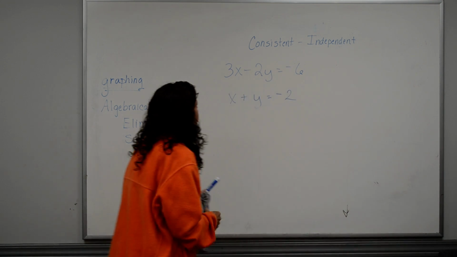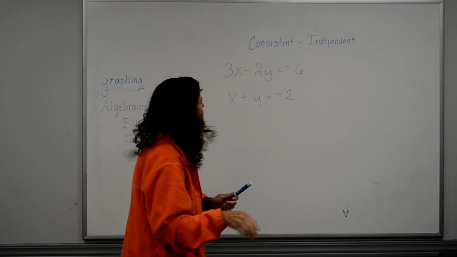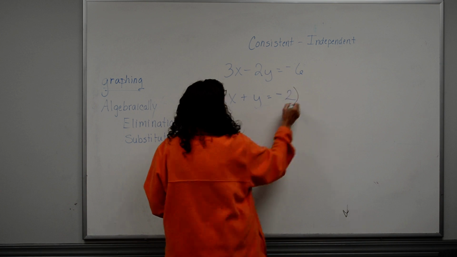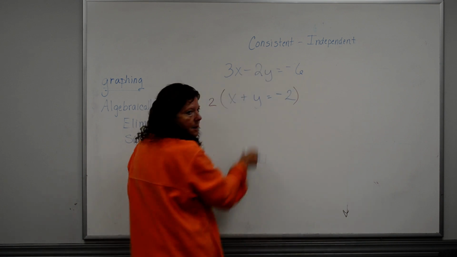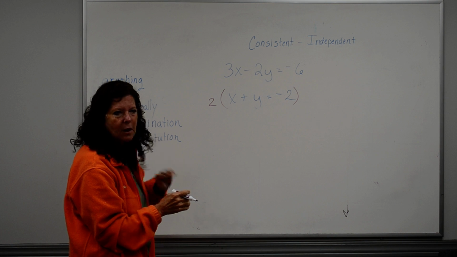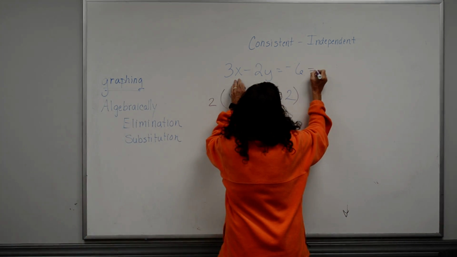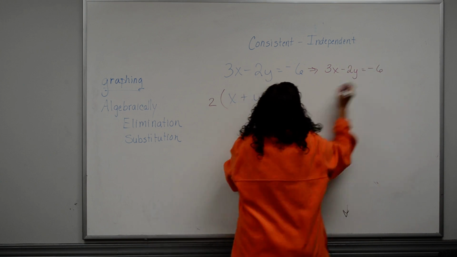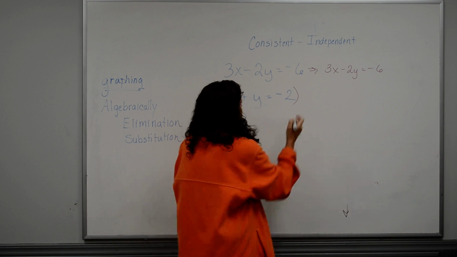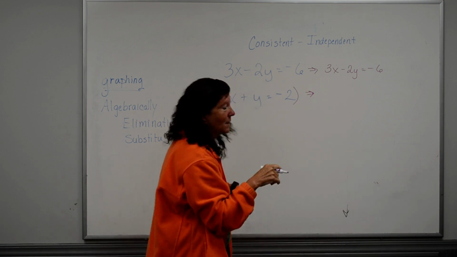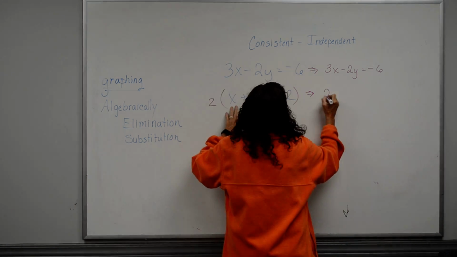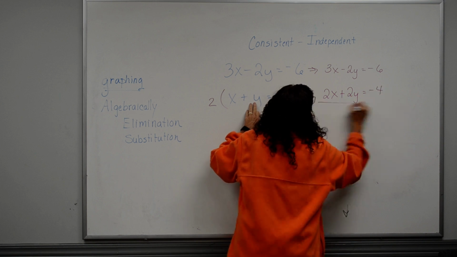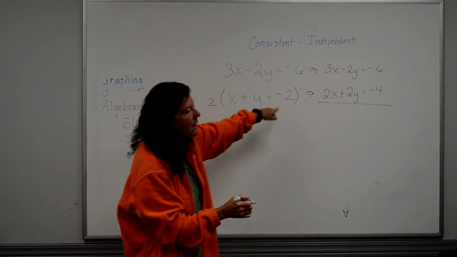Elimination means I'm going to eliminate out either the x or y. And you'll remember this once we start it, I'm going to multiply this one by 2 so that it lines up the y's, but then it has opposite coefficients. I'm going to bring this one over, so I have 3x minus 2y equals -6. And 2x plus 2y equals -4. I had to multiply everything by the 2.